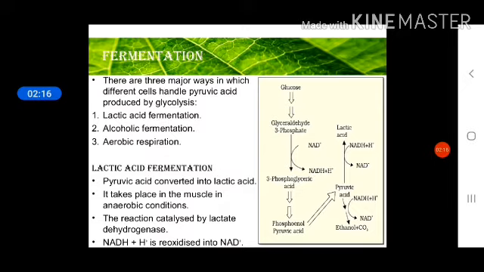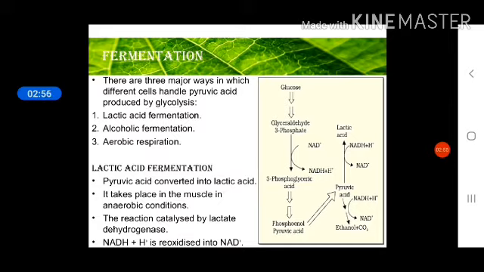Okay, so you can see here this one is the glycolysis process. In short, it is given here up to the pyruvic acid, and this pyruvic acid will enter into the lactic acid fermentation. This is the lactic acid fermentation. So with the help of an enzyme, that is lactate dehydrogenase, this pyruvic acid will convert into lactic acid. And during this process, the NADH plus H plus is oxidized to form NAD plus. This NADH plus H plus was formed in the sixth step of glycolysis.